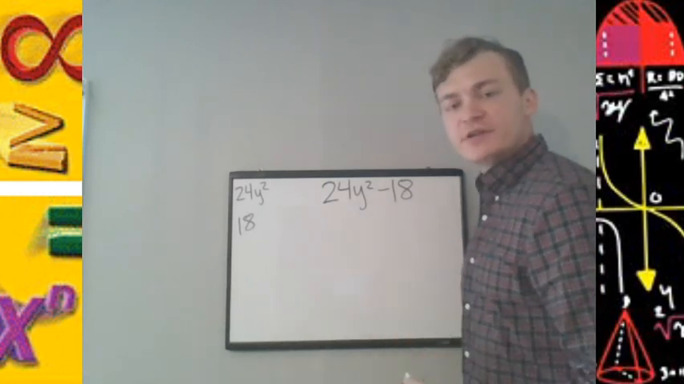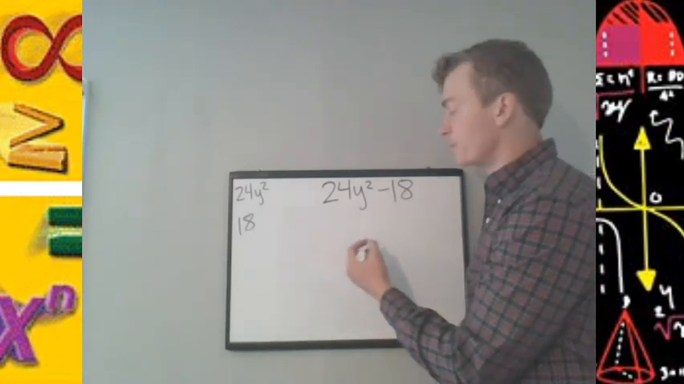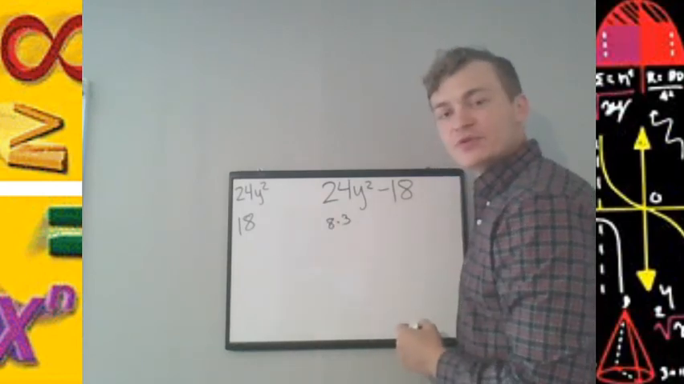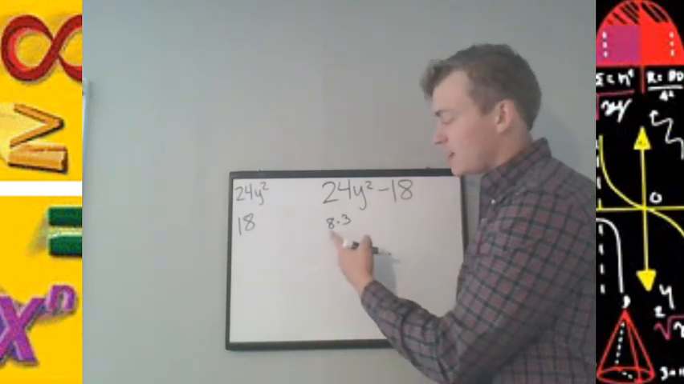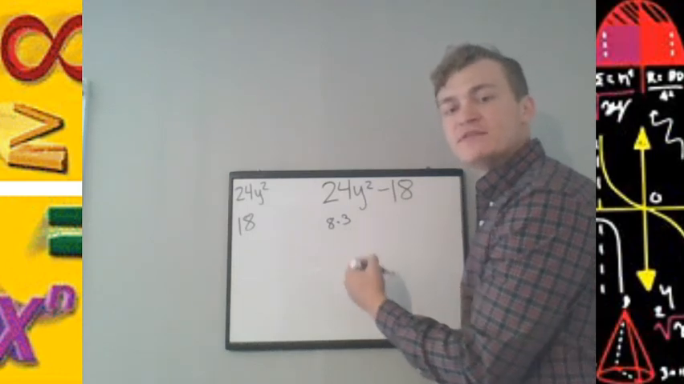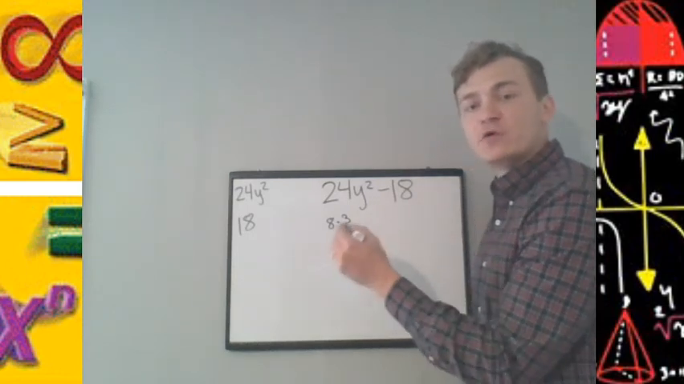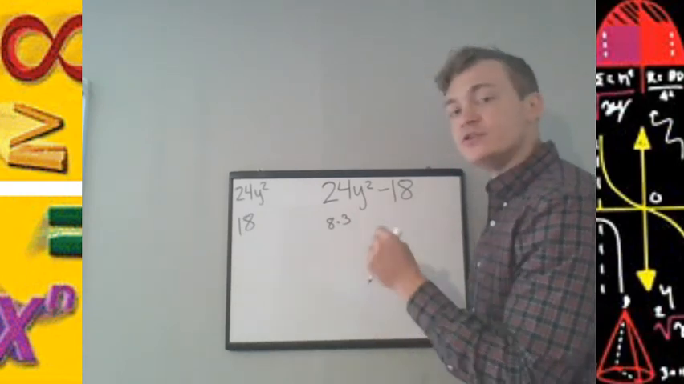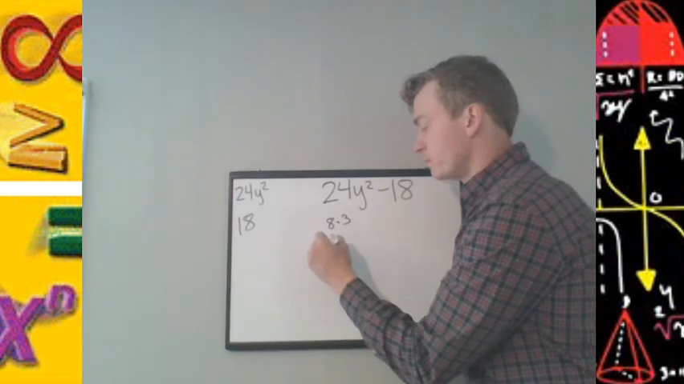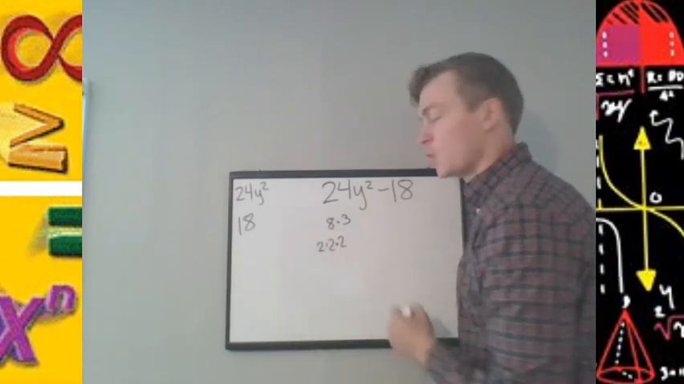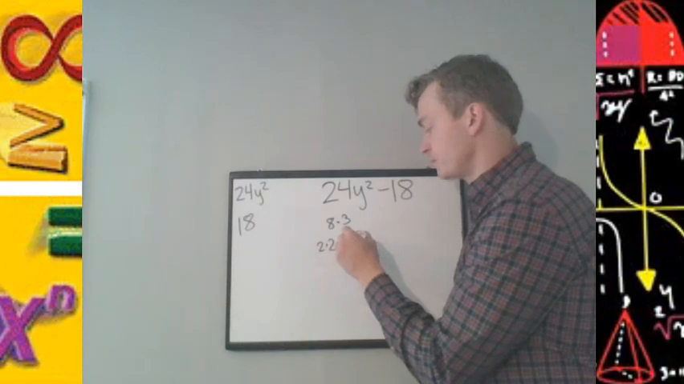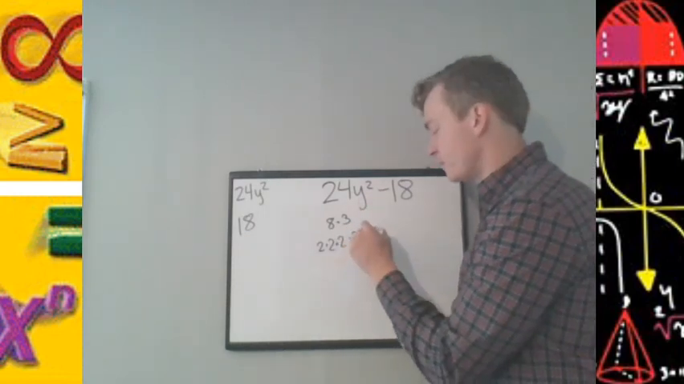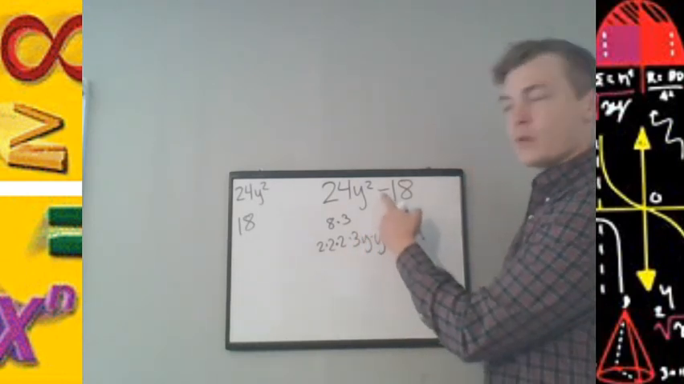Let's start by factoring the 24y squared. 24 is 8 times 3. 8 is not a prime number. We have seen before that 8 is 4 times 2, but 4 is 2 times 2. So 8 is 2 cubed, or 2 times 2 times 2. y squared indicates two factors of y. We have a minus sign here.